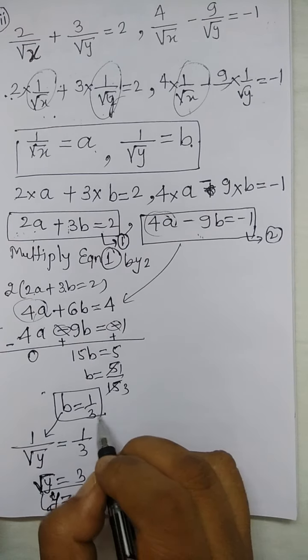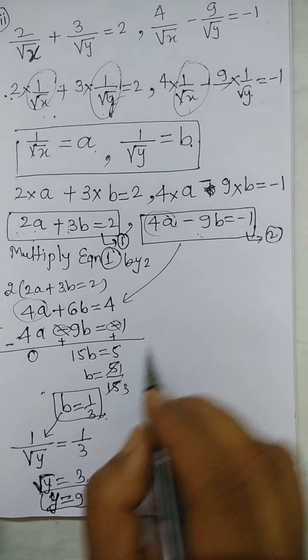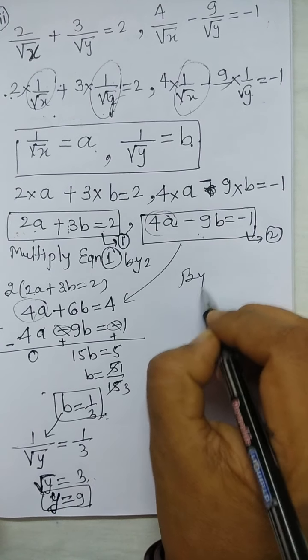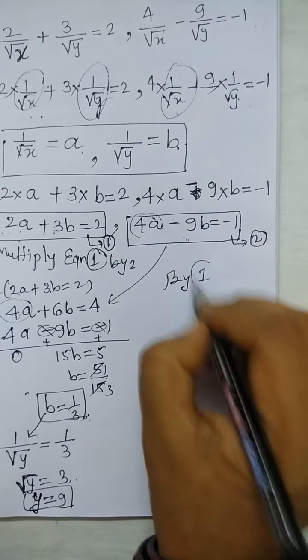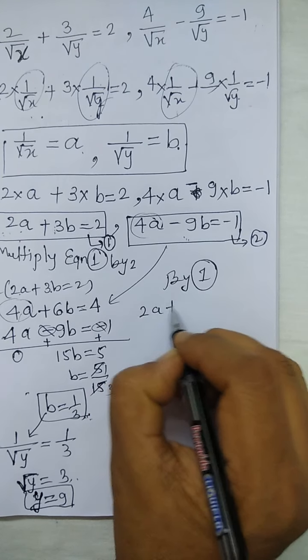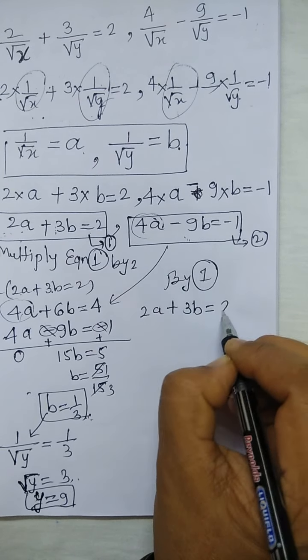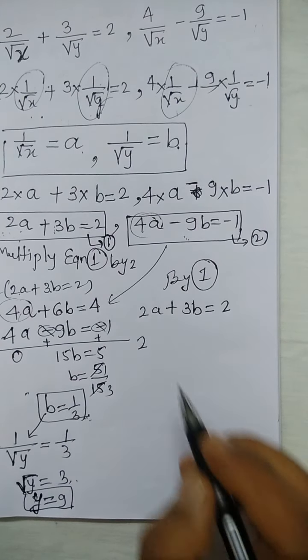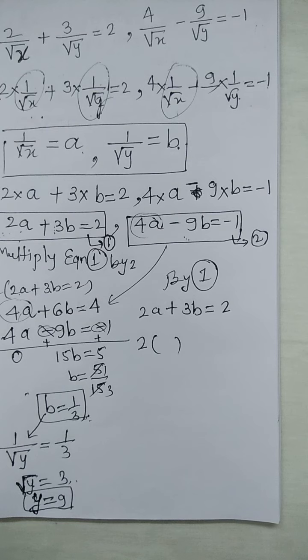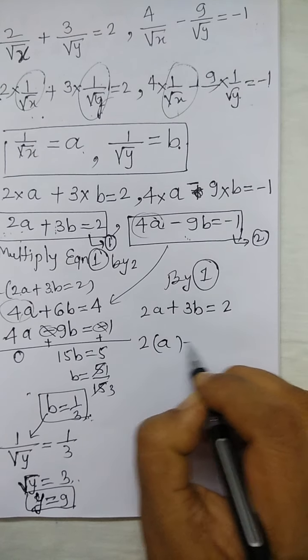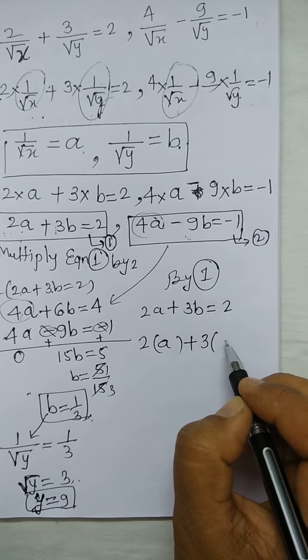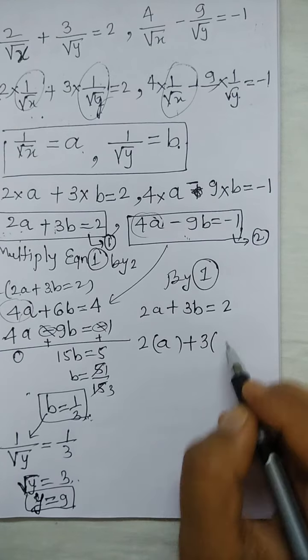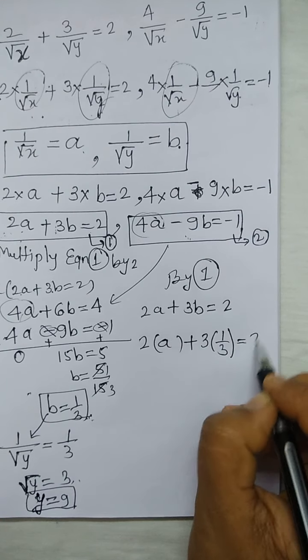Right. Now what to do? This b value you substitute in any one of the equations. So by the first equation, 2a plus 3b equals 2. What is a? A's value is not given. We have to write a itself. Then 3 into b is 1 by 3, is equal to 2.